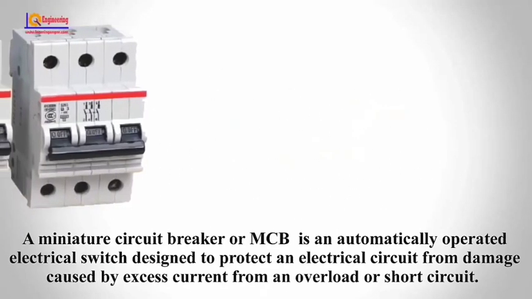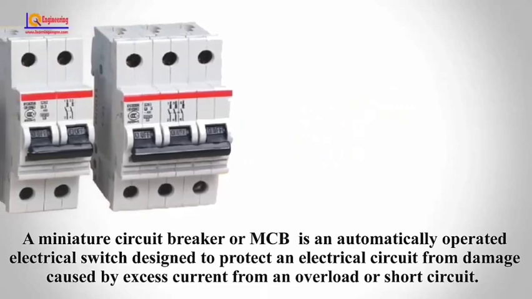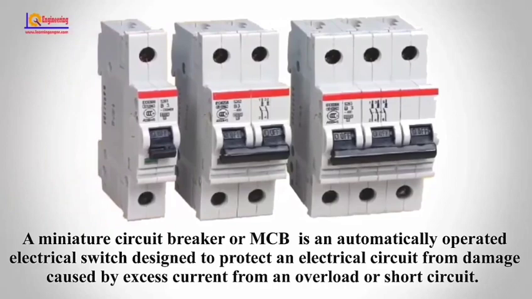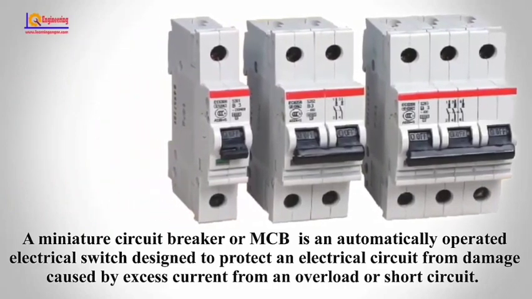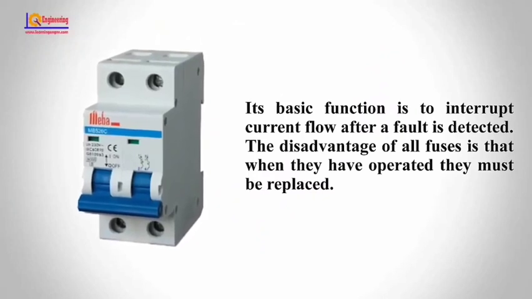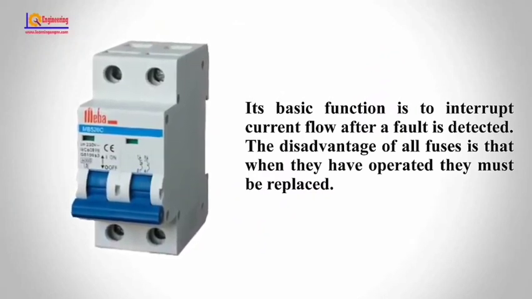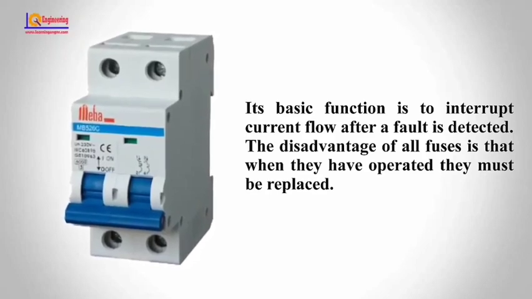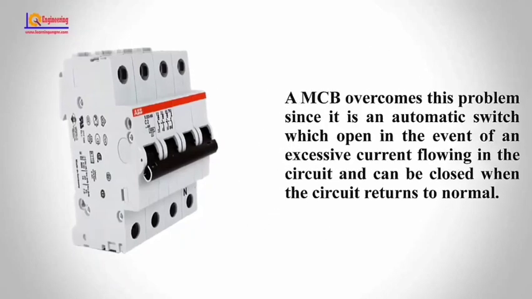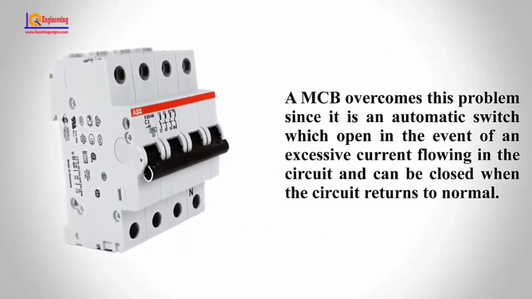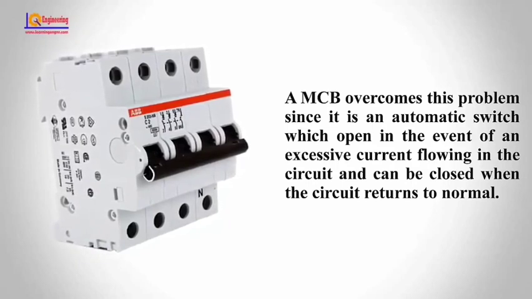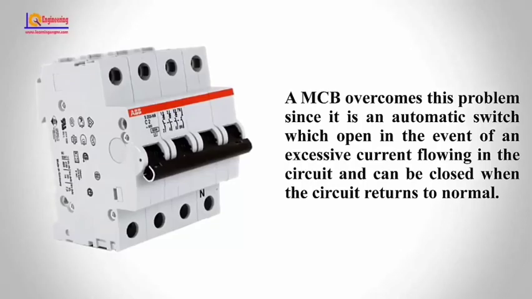A miniature circuit breaker or MCB is an automatically operated electrical switch designed to protect an electrical circuit from damage caused by excess current from an overload or short circuit. Its basic function is to interrupt current flow after a fault is detected. The disadvantage of all fuses is that when they have operated, they must be replaced. A MCB overcomes this problem since it is an automatic switch which opens in the event of an excessive current flowing in the circuit and can be closed when the circuit returns to normal.